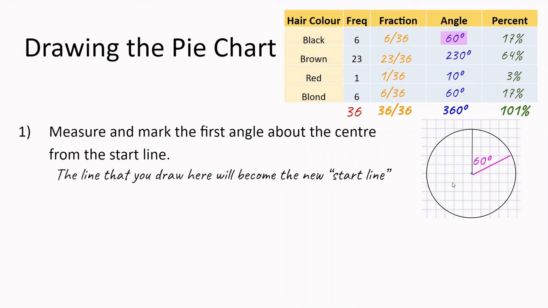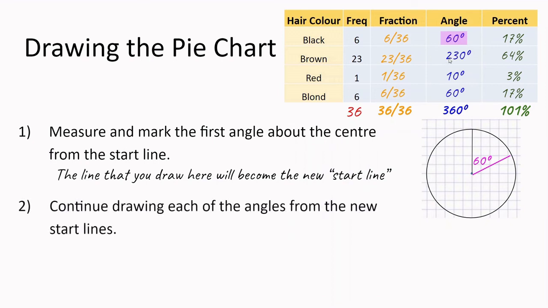So when I draw my next angle, which is the 230-degree angle, I'm going to start with my protractor lined up on this pink line, and I'm going to draw 230 degrees around. Now be careful, 230 degrees is more than 180, so you might actually want to do 180 degrees, and then turn your protractor around and do another 50 degrees. That's 50 degrees more than 180. That's 230 degrees altogether. And now this blue line is my new start line.